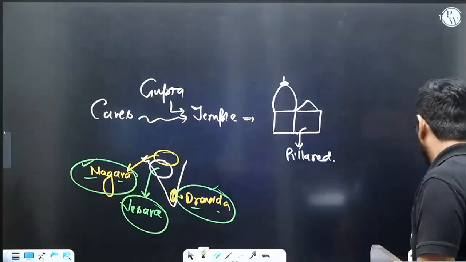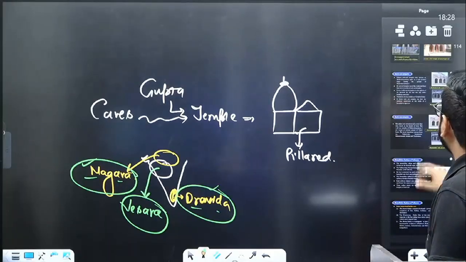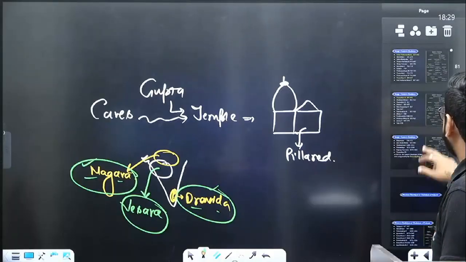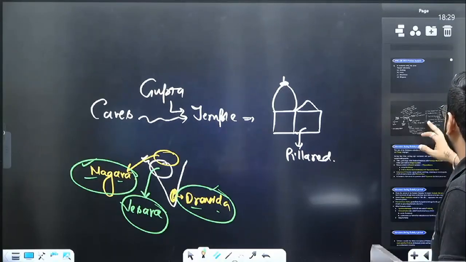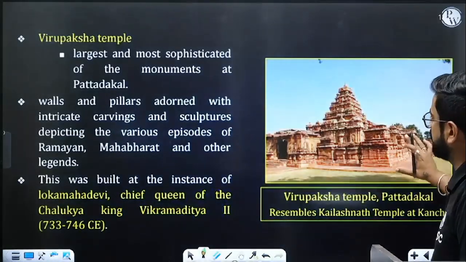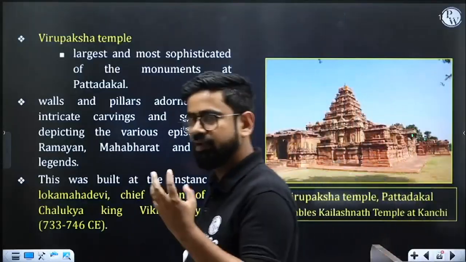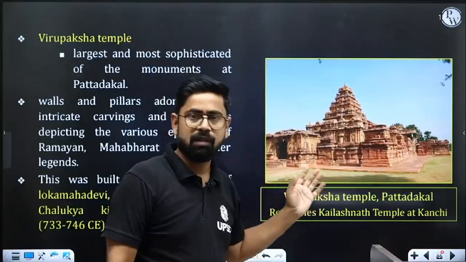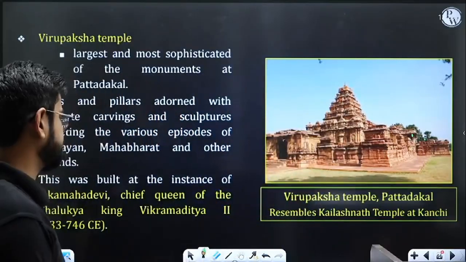So when he goes back and tells his wife, my dear wife, I saw something, and I could not believe my eyes that such a temple could be made. My dear Lok Mahadevi, can you please make a temple for me? Some kind of discussion must have happened, I don't know. And when this discussion happened, this is the Virupaksha temple, which very much resembles structurally the Kailashnath temple of Kanchi. This is the Virupaksha temple which they made at Pattadakal. Are you getting the point? So this is inspired from the Kailashnath temple.